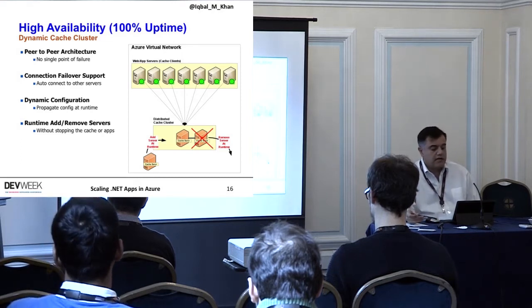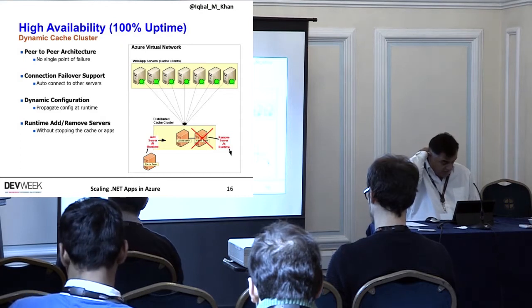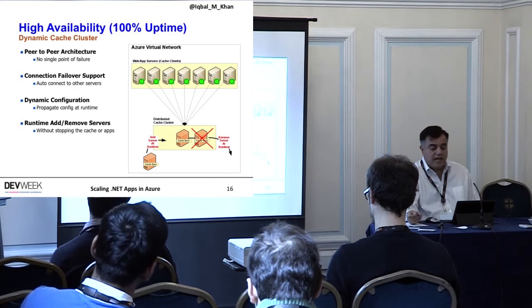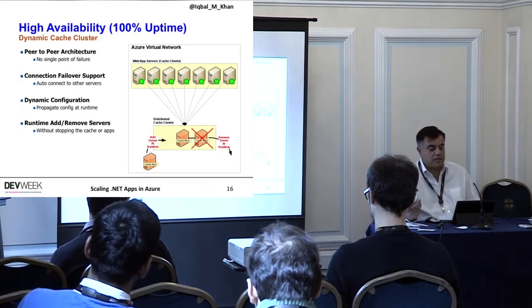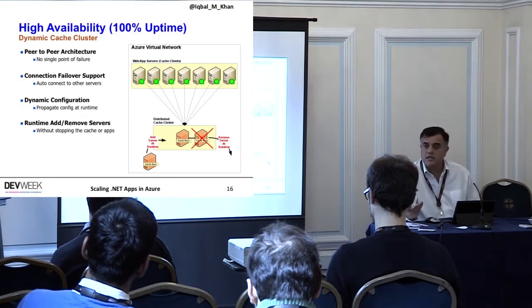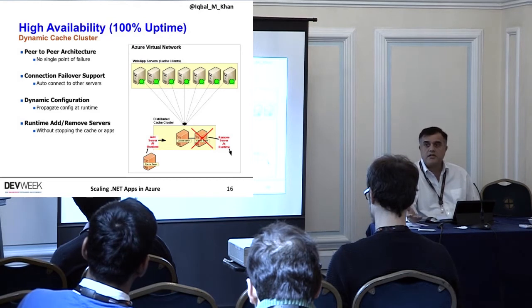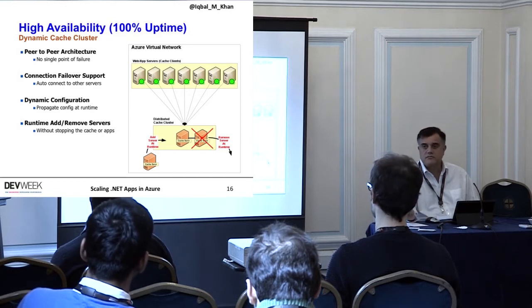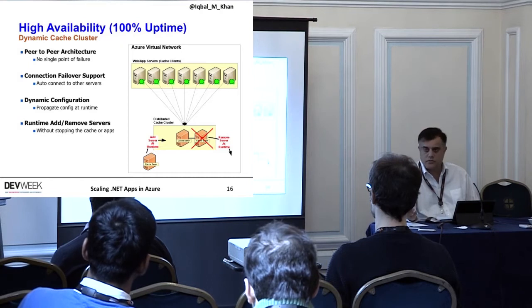Okay, so high availability: how does a distributed cache achieve that? It achieves it by being dynamic in nature. If it has a peer-to-peer cluster, it's dynamic. If it's a master-slave type of cluster, it's not dynamic, because in a master-slave, if the master goes down, you're hosed. Everything either stops working or becomes read-only or whatever.